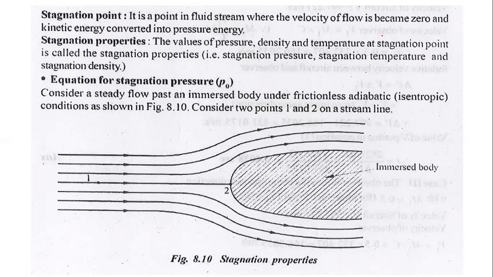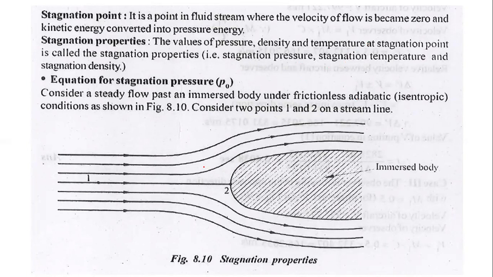Stagnation properties. The values of pressure, density, and temperature at a stagnation point are called stagnation properties. That means stagnation pressure, stagnation temperature, and stagnation density. Now the equation for the stagnation pressure.